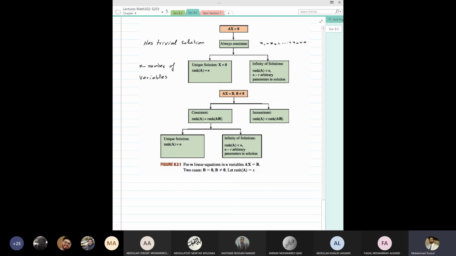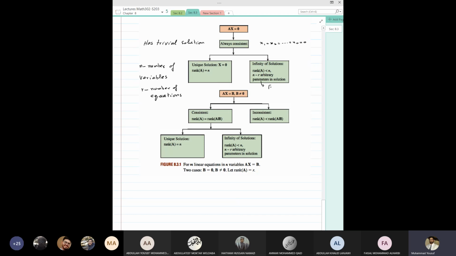And here on the right hand side, you can see R. Here R is representing number of equations. I don't know why they are using R. They were using M before, and now all of a sudden they change it to R. So n minus R will be arbitrary parameters, or we can say free variables.